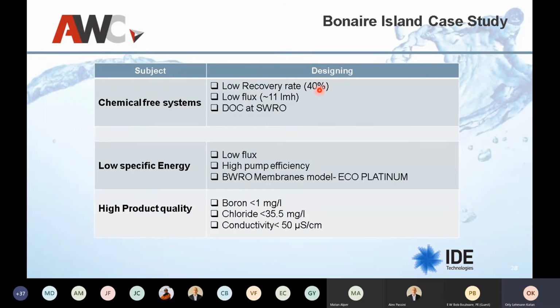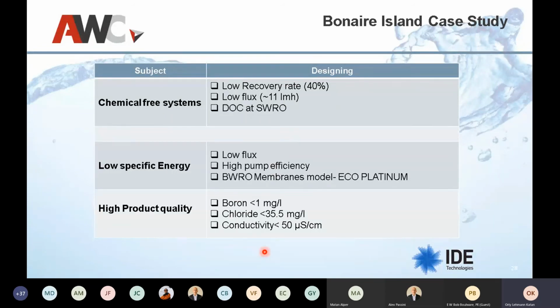We wanted to give them low recovery and low flux. This was helping us also with the energy and also with the chemicals, because it would reduce scaling on the membranes. They couldn't have a CIP or cleaning system on site. It wasn't an option. On the other hand, as we said, reducing recovery and flux was going to hurt our quality that we couldn't compromise.